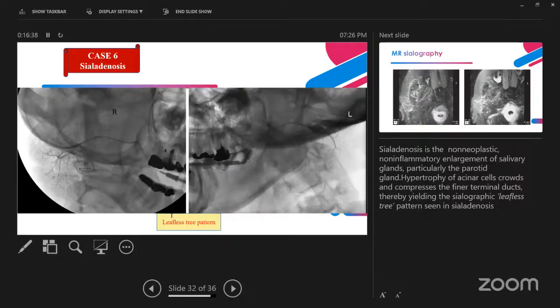Next, sialadenosis. So here, this is non-neoplastic. Sialadenosis means, as ma'am already discussed, non-neoplastic, non-inflammatory enlargement of the salivary gland. Its appearance is leafless tree pattern. This is mainly due to hypertrophy of the acinar cells that compresses the finer terminal ducts, resulting in the leafless tree pattern seen in sialadenosis.